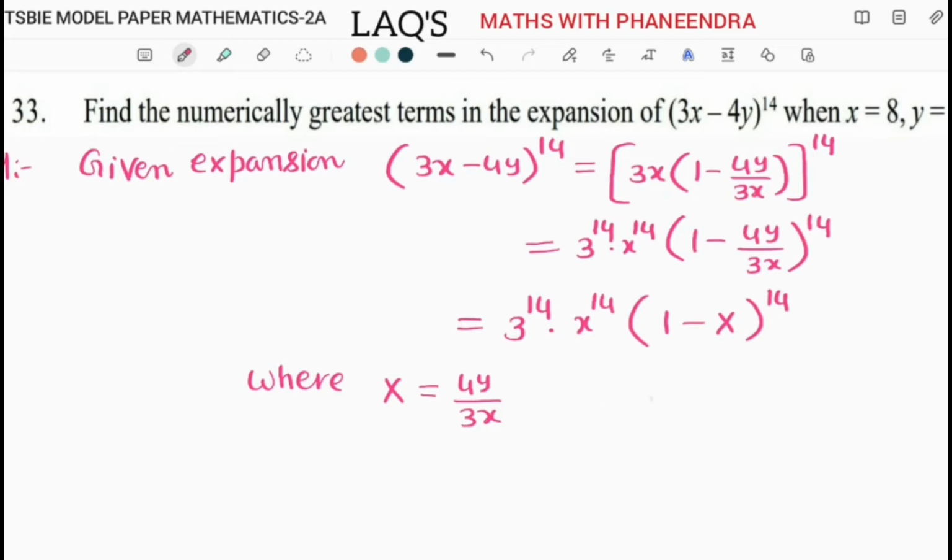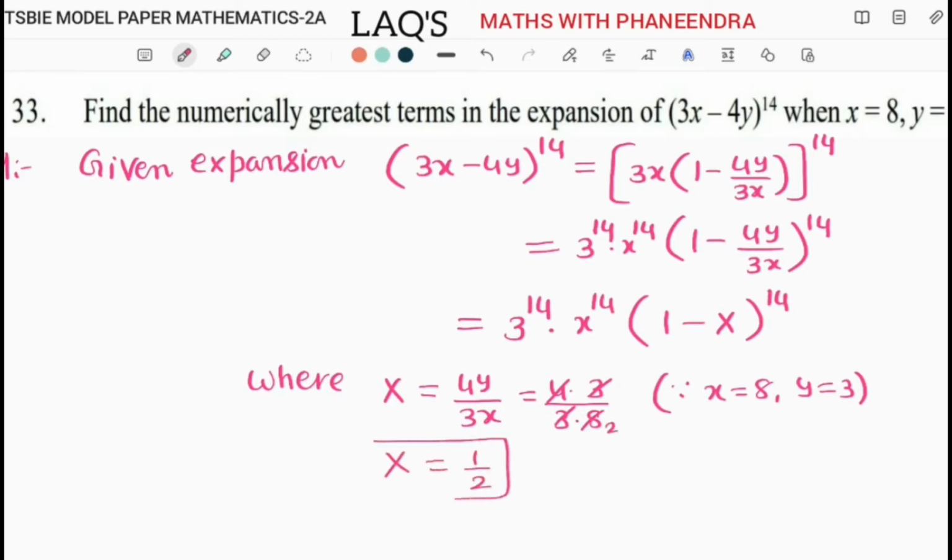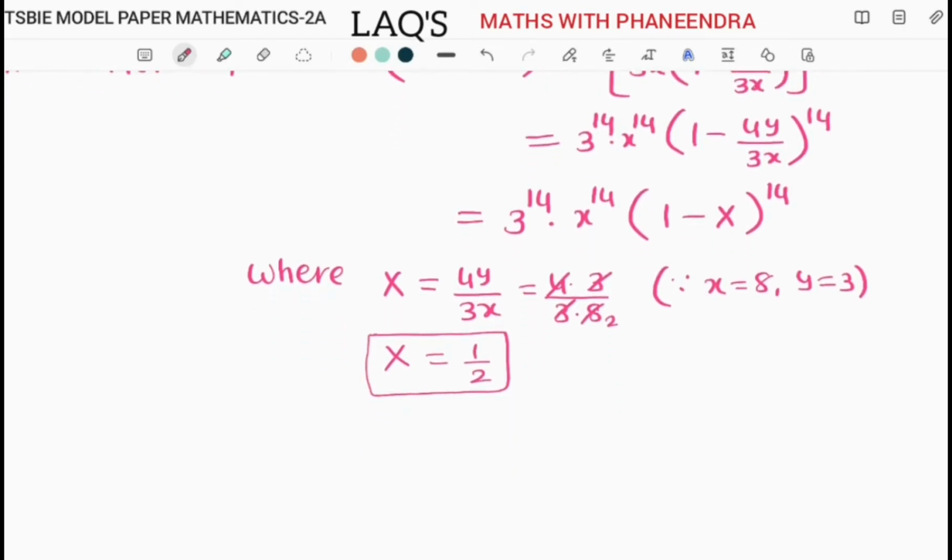Given the values of x is equal to 8 and y is equal to 3, small values, substitute here 4 into 3 by 3 into 8. So 3 gets cancelled, 4 ones are 4, 4 twos are 8. So capital X is equal to 1 by 2 only, no? So in place of capital X, 1 by 2 we will write in the coming steps, and the power n is equal to 14.